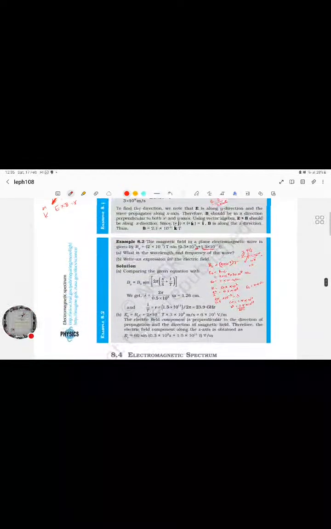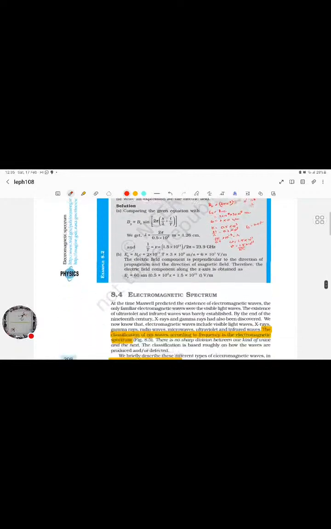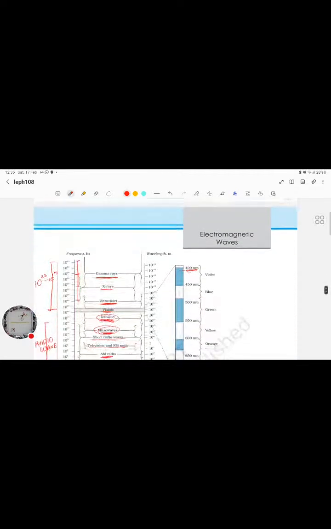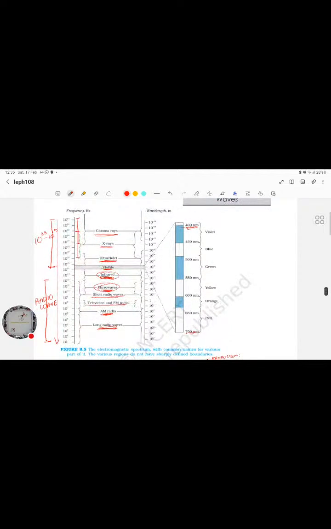So we saw two examples over that, and then we went on to the electromagnetic spectrum. We had a lot of things to remember: the gamma ray, X-ray, UV ray, visible ray, infrared ray, microwave, and then the almighty radio waves, starting from short, television, FM, AM, long radio waves, and so on.